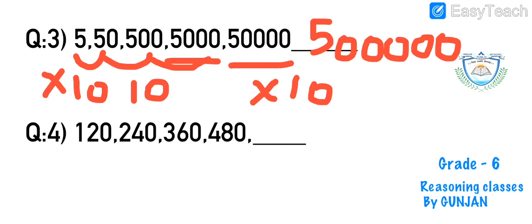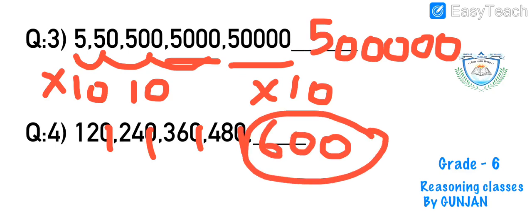Got it? Okay, now next question. 120, 240, 360, 480. Suppose I remove the zeros, can you guess? This is a 12 table. Yes, this is the table of 12. So in order to find our answer, we have to write 0 at the end, and let's check. 12 ones are 12, 12 twos are 24, 12 threes are 36, 12 fours are 48. What will be 12 fives are? 60. So our answer will be 600.